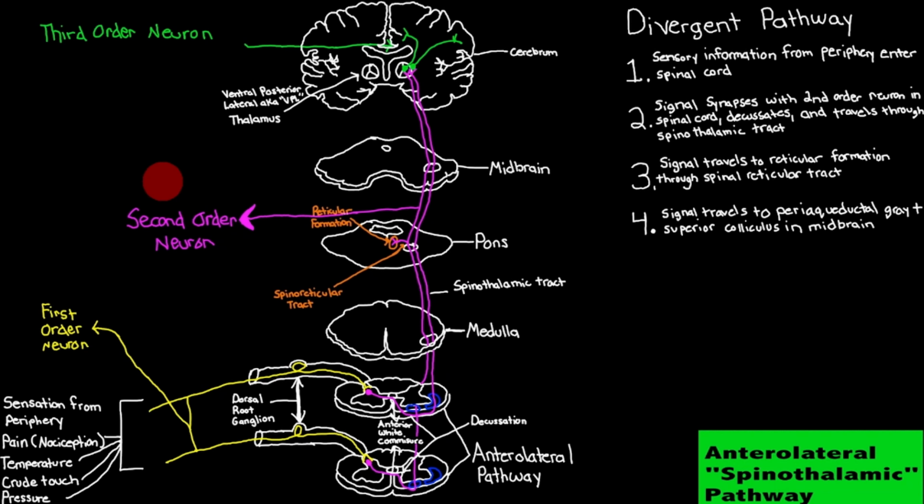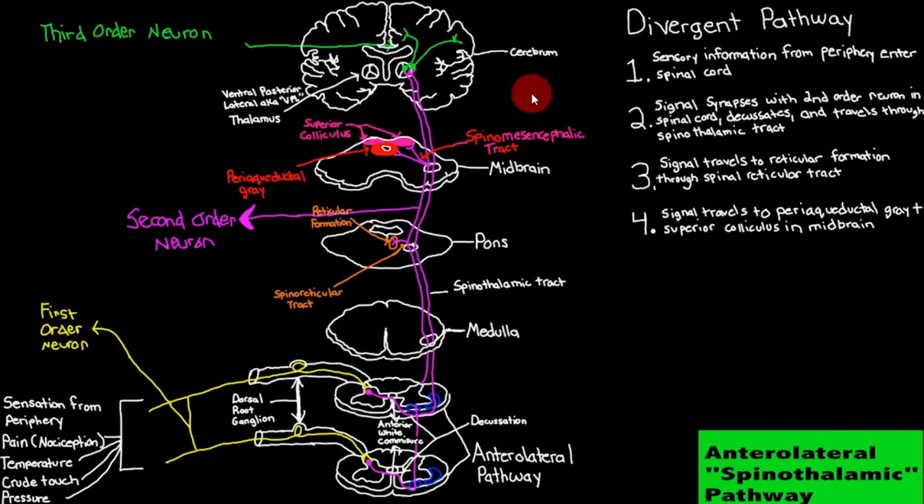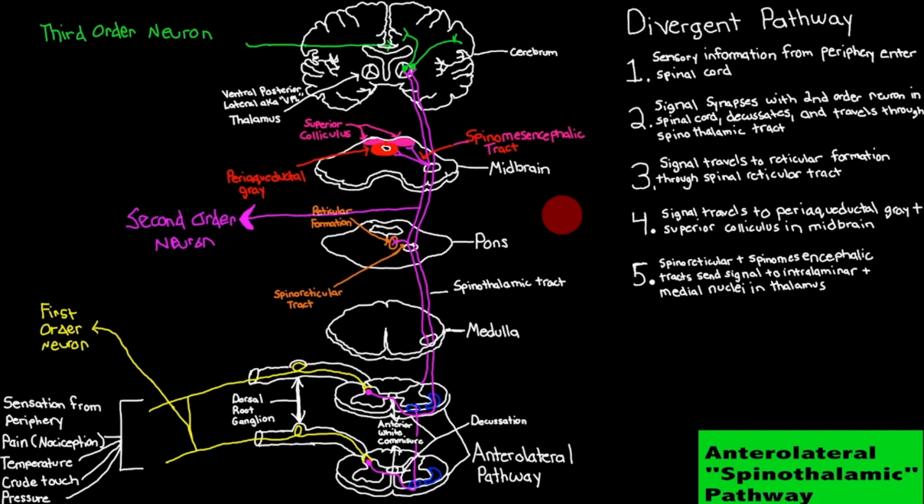Number 4. The signal continues to travel in the spinothalamic tract until it reaches the midbrain. Here the signal synapses with neurons in the periaqueductal gray and the superior colliculus. This is called the spinal mesencephalic tract. Number 5. The spinal reticular and spinal mesencephalic tracts send signals to the intralaminar and medial nuclei within the thalamus.